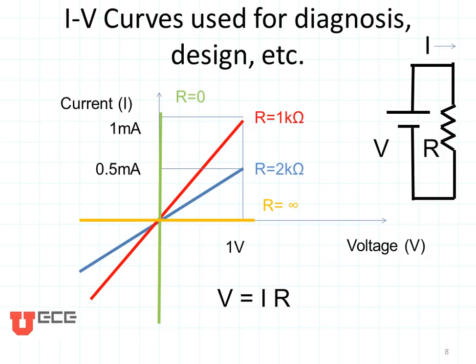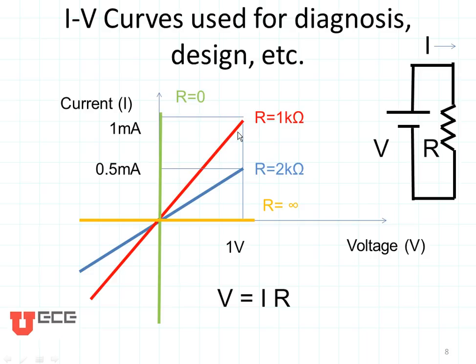Now let's talk about IV curves. Here are the IV curves for the simple circuit that I just showed you. You have a battery connected onto a resistor, and what you would be plotting is voltage on the x-axis and current, or I, on the y-axis. The IV curve for a resistor is always a straight line. The resistor is a linear device.